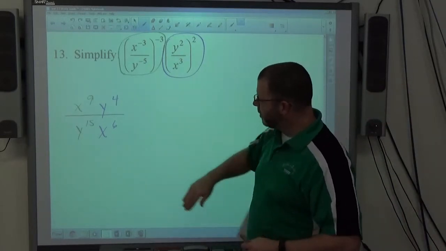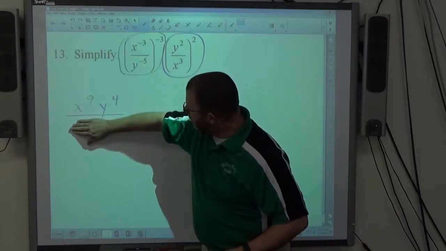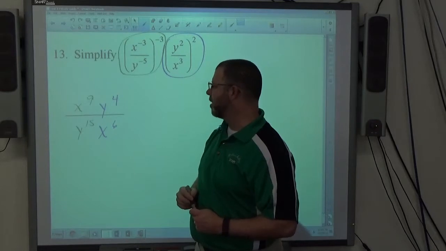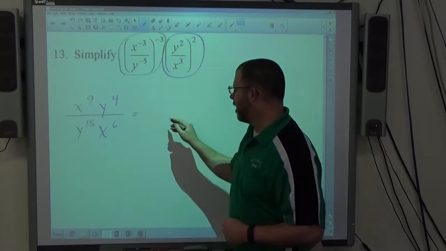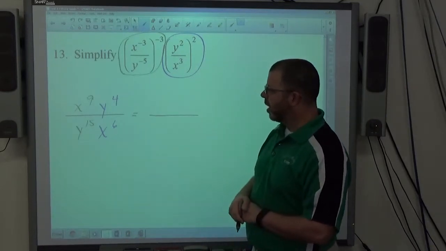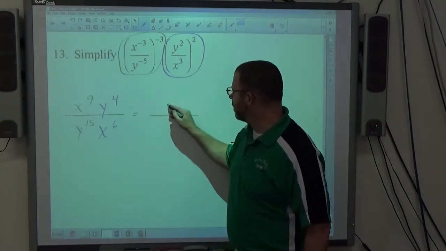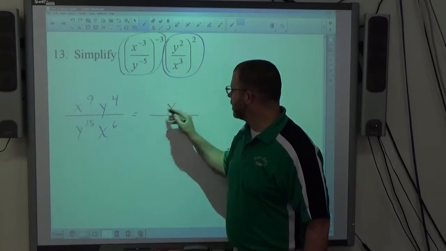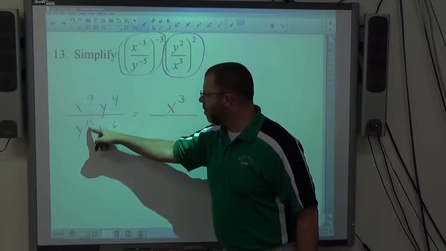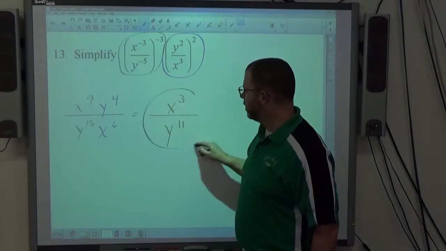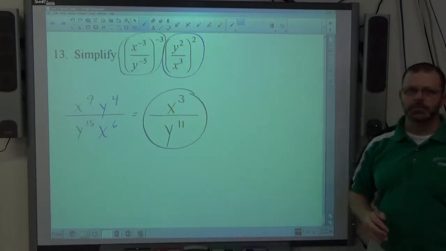The very next step, if the same letter happens on top or bottom, we deal with that. That's not happening here, so we can skip that. Final step is we got to put x where it belongs, y where it belongs, based on powers. X on top, x on bottom, higher power on top. 9 minus 6 is 3. Y on top and bottom, bigger on bottom, that's where it belongs. 15 minus 4 is 11. That's the answer to that problem.